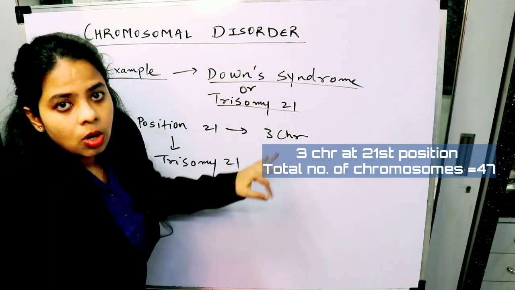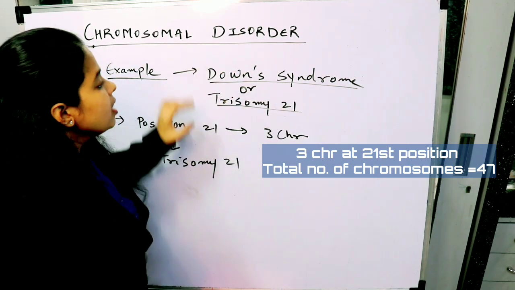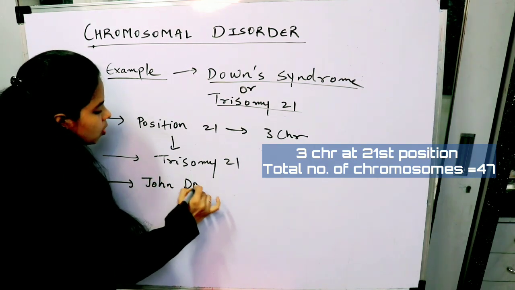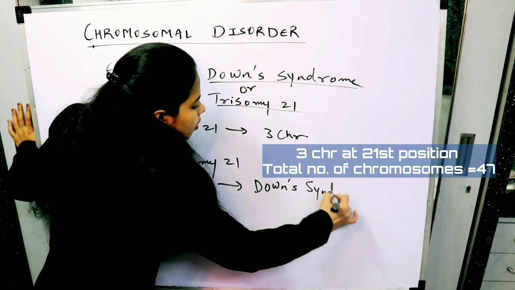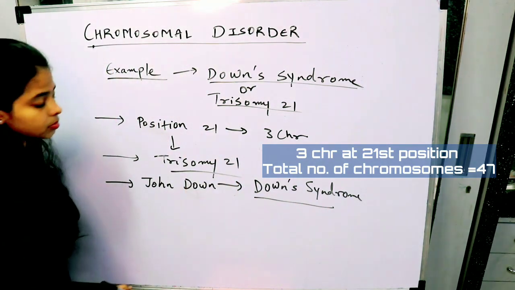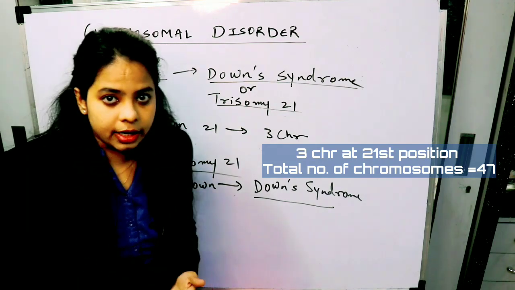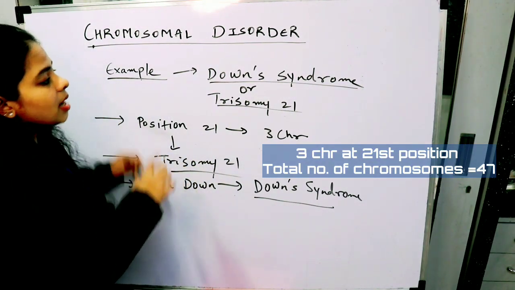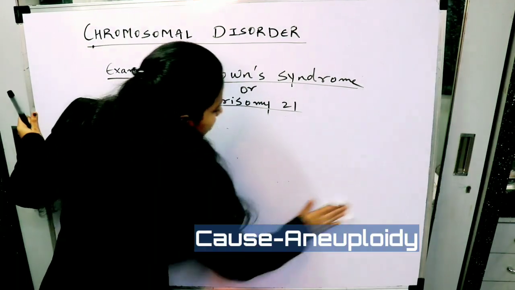This syndrome was first explained by John Down. Therefore the name of the person is John Down, and therefore it is known as Down's syndrome. Based on this, another name is given. Now why is it caused? This is caused due to aneuploidy, that is failure of separation of chromatids. So Down syndrome is caused due to this reason. These are the two names, trisomy 21 and Down syndrome.